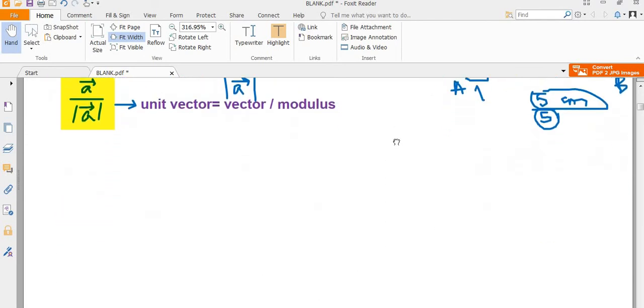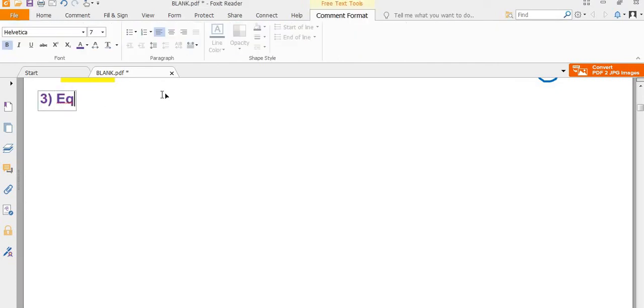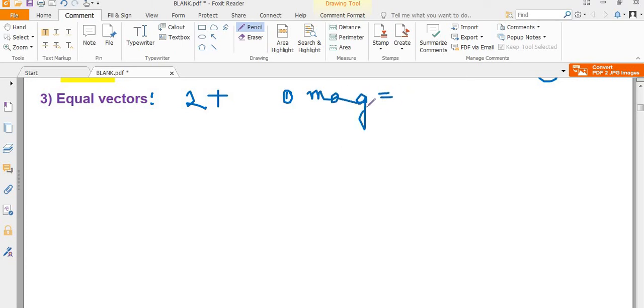What are equal vectors? Let me just write that down first. Equal vectors are essentially two or more vectors. Vectors have two quantities that need to be checked. Vector quantities have magnitude as well as direction. So equal vectors need to have the same magnitude, and they also need to have the same direction. Same direction and same magnitude, that is when we say that two vectors are equal.